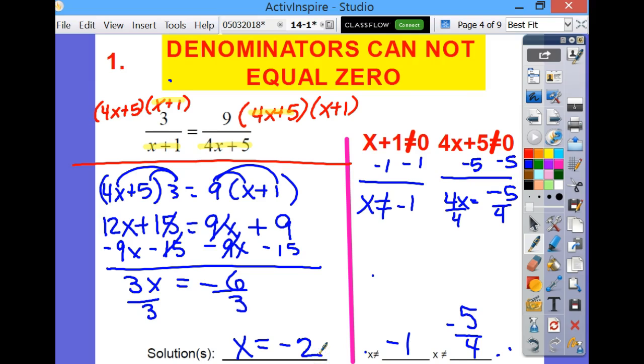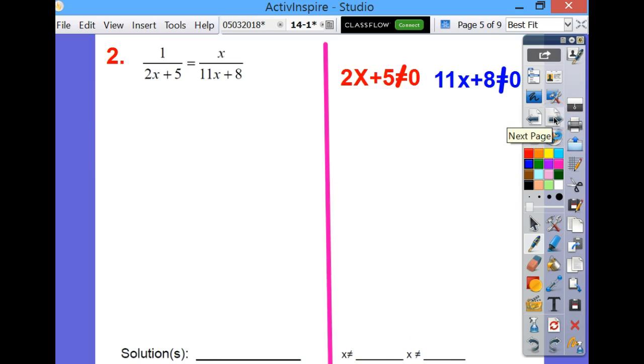Down here in your answer, the answer is not negative 2. The answer is x equals negative 2. X equals is part of the answer. X equals negative 2. This is what x is equal to. This is what x is not equal to. Next example.